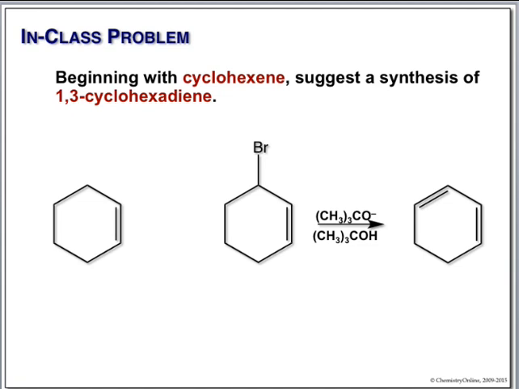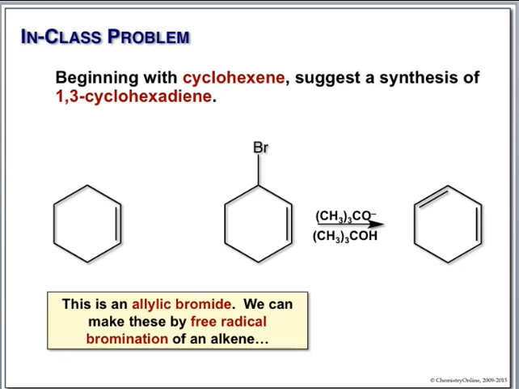So this was one synthesis problem. Here's your second. All right. This is an alkyl halide, isn't it? But where is the halogen attached? It's attached adjacent to a double bond. That makes it allylic, doesn't it? So what you say to yourself is, my gosh, this is an allylic bromide. How many ways do I know to make allylic halides? One, only one, and that is free radical bromination of an alkene.